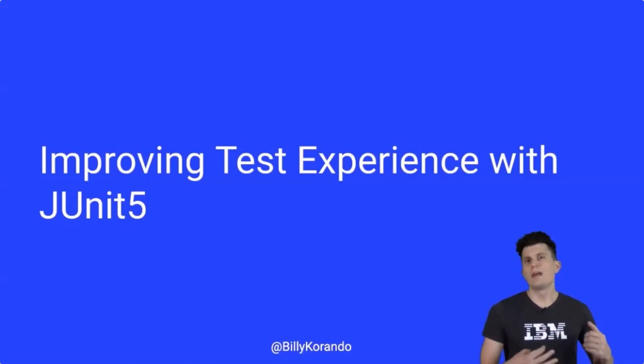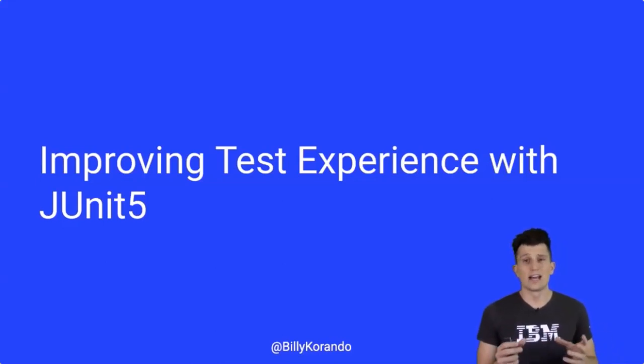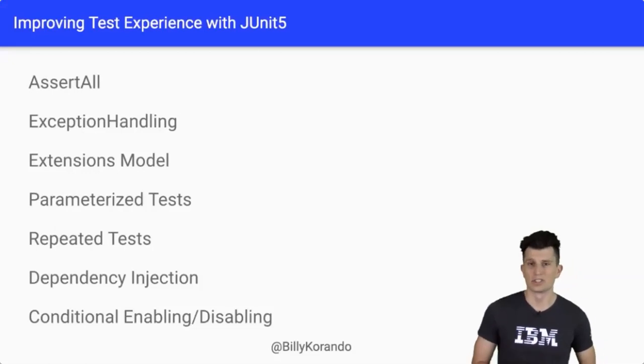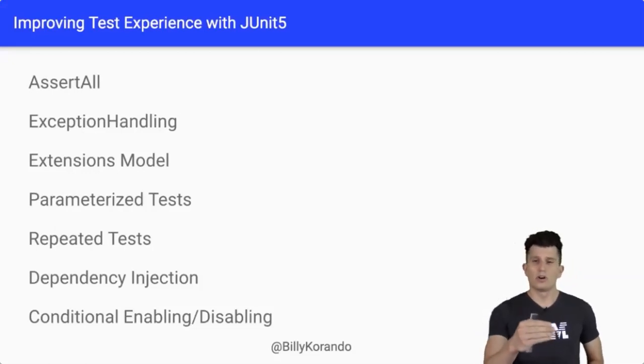So you can maybe move to JUnit 5 easy enough, but why would you want to? So let's cover how JUnit 5 improves upon some of the existing capabilities that came in JUnit 4, and then a little bit later we'll get into some of the new areas that it has addressed, as well as some really new creative ways you can write tests in JUnit 5. But first, let's cover some of the ways JUnit 5 improves over just JUnit 4. So we're going to look at assertAll, exception handling, extensions model, the parameterized test, repeat a test, dependency injection, and conditional enabling and disabling of tests.